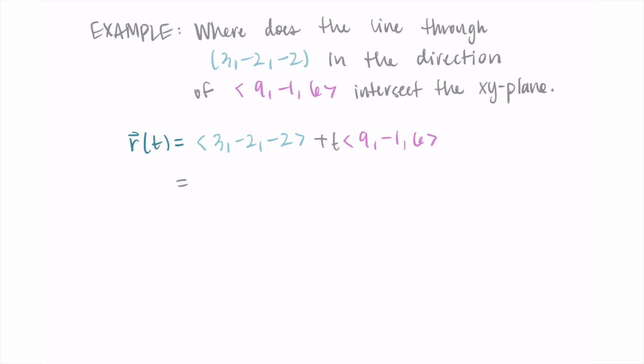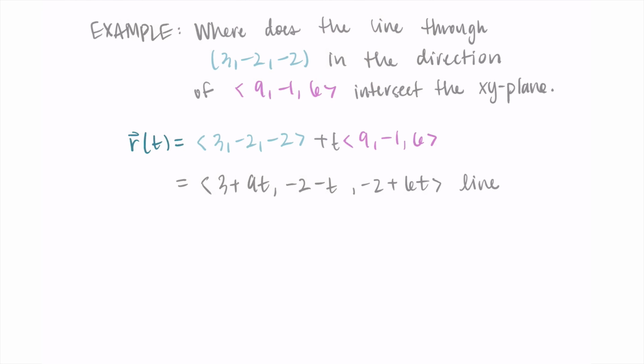I'm just going to multiply everything together just to get my vector. So in the first component, I have 3 plus 9t. Then I have -2 minus t. And then I have -2 plus 6t. So hopefully you can follow that through. I'm just taking the x components and adding them, and then the y components and adding them, and the z components and adding them. So what we found here is the line. This is the line we're looking at.